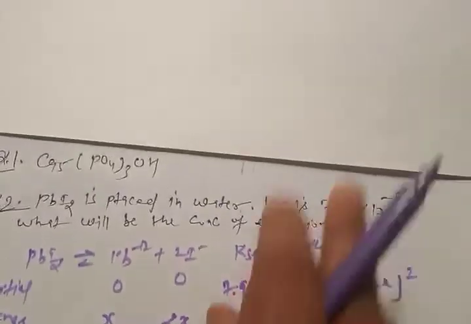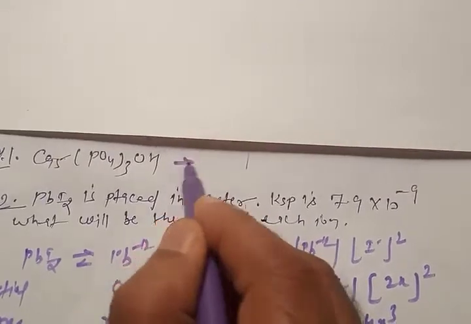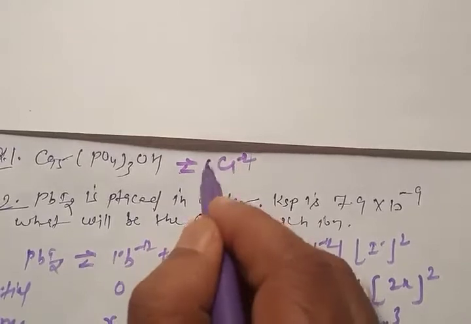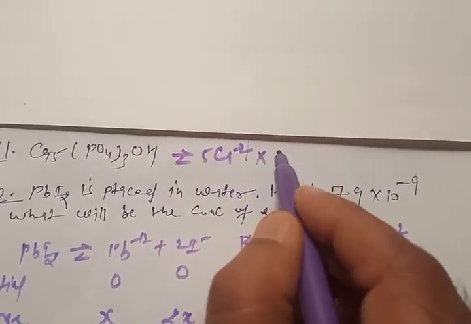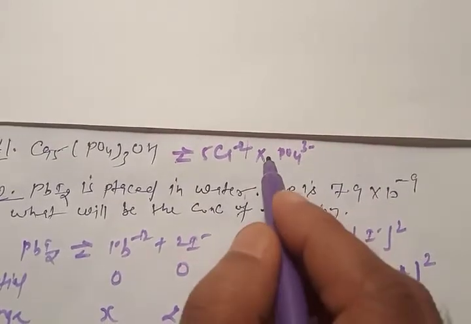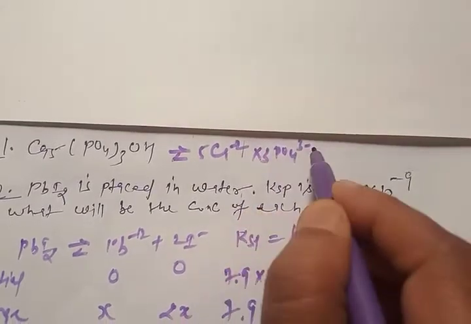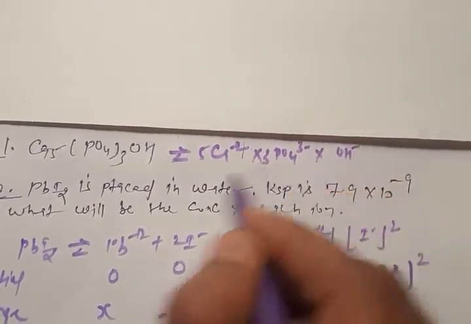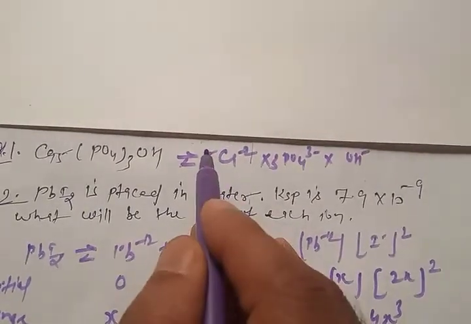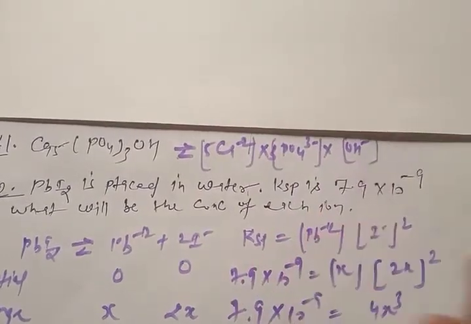And then the next one, that is again very simple one. So what you need to write is that Ca is in plus 2 form, so we have 5, so this will be 5. And then we have PO4, that is in 3 negative, and we have thrice PO4, so this will be in thrice form. And then OH minus, we have only one OH, so this is how the solubility product will be written in this case. Okay, so I think both the numericals are simple ones.